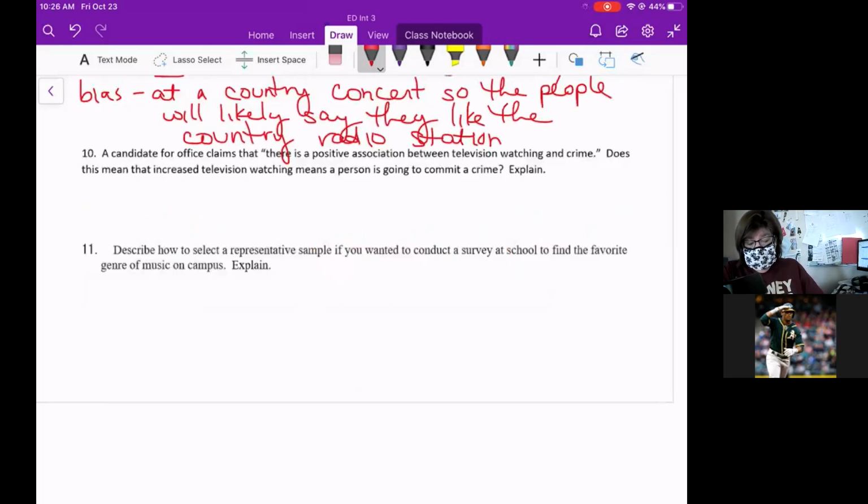Describe how to select a representative sample if you want to conduct a survey at school to find the favorite genre of music on campus. So you need to describe how you would do a sample, and it needs to be a representative sample. Representative means you need to try your best to get responses from all different groups. I said I'd ask every kid leaving campus with headphones on. Okay. Now, are you going to get every spot that they can leave campus? Okay. So then it'd be every kid coming into the lunchroom, because I'd say most kids go to the lunchroom.